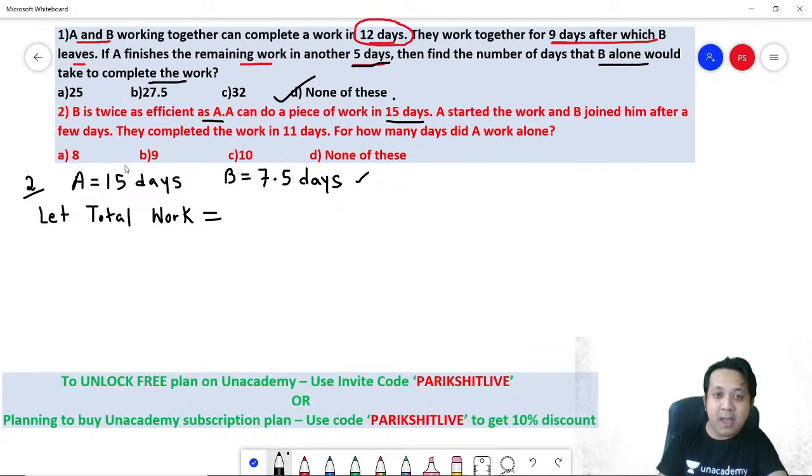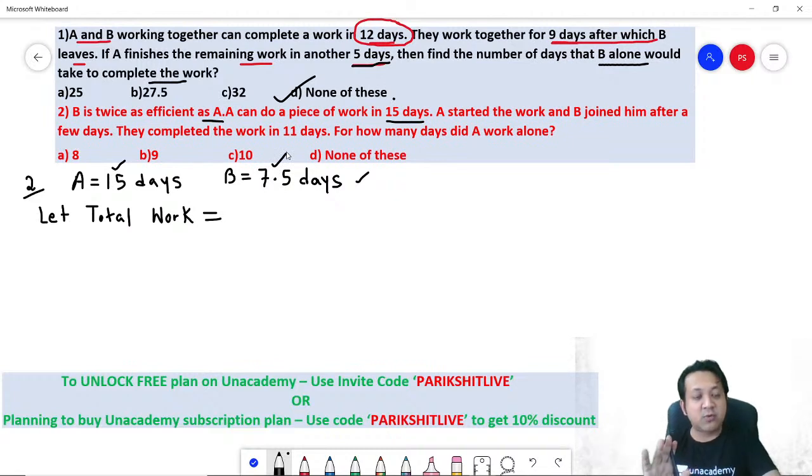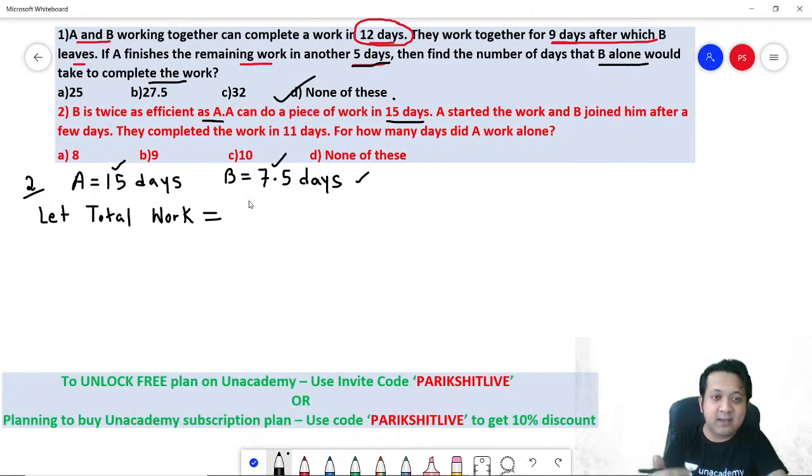Probably you can assume any number. But you know what? If you assume a number which is divisible by 15 as well as by 7.5, your calculations will be easy. Okay? So probably I can take 15 only. You can take 15, you can take 45, any number you want, 30, 150.